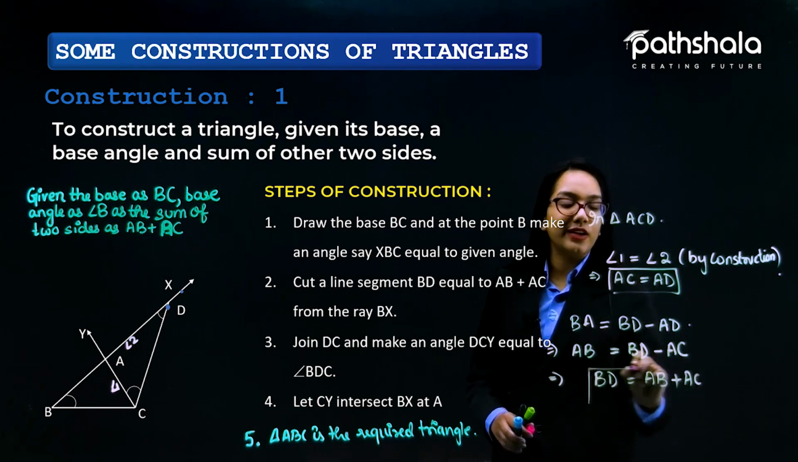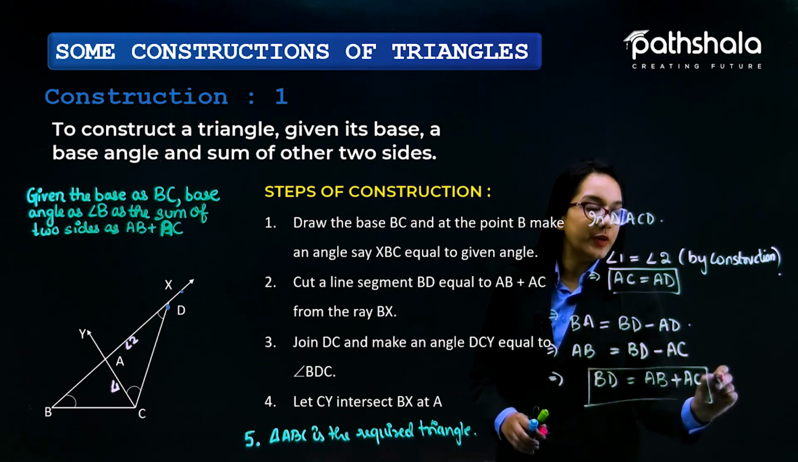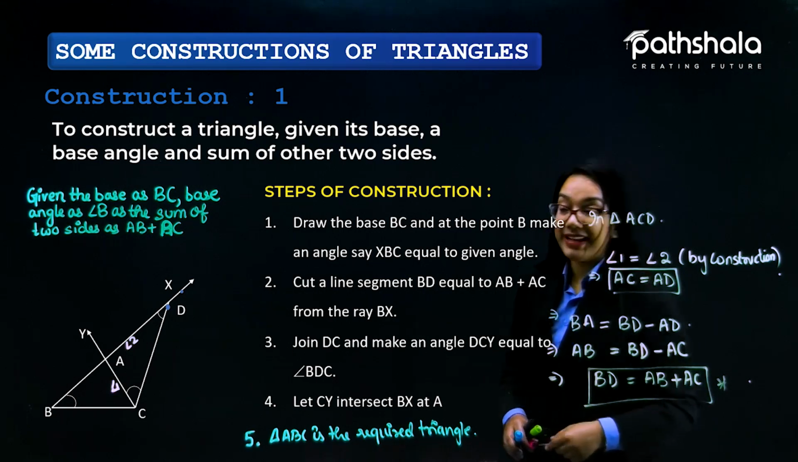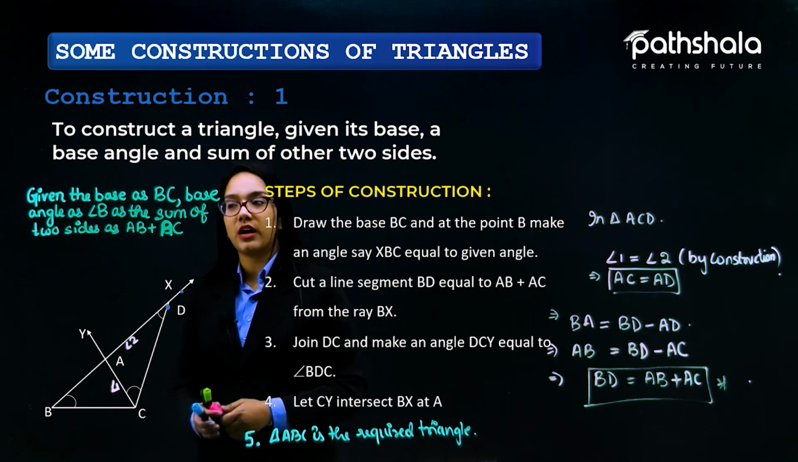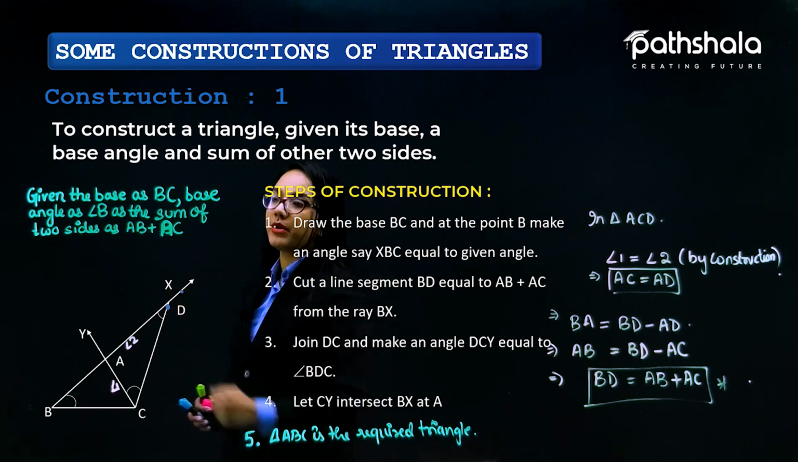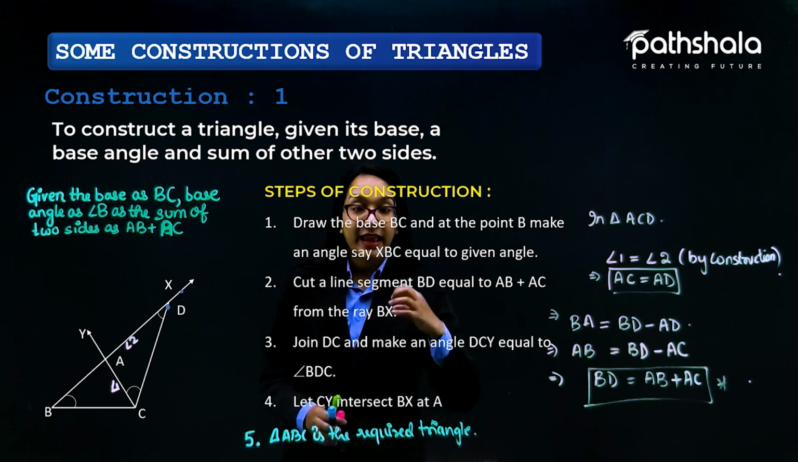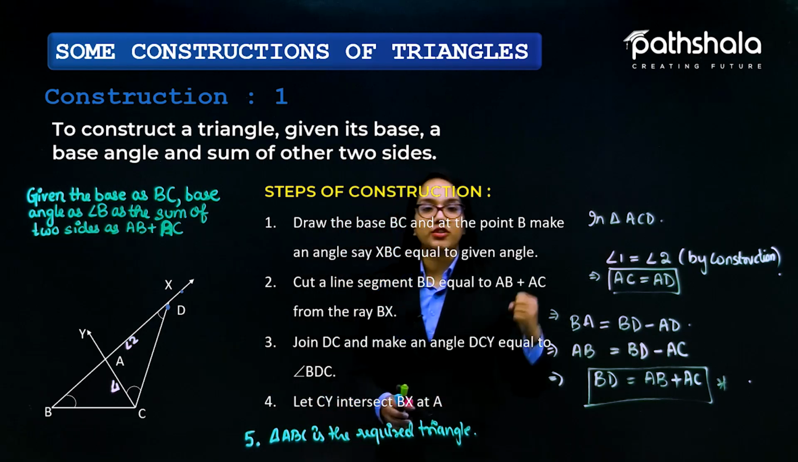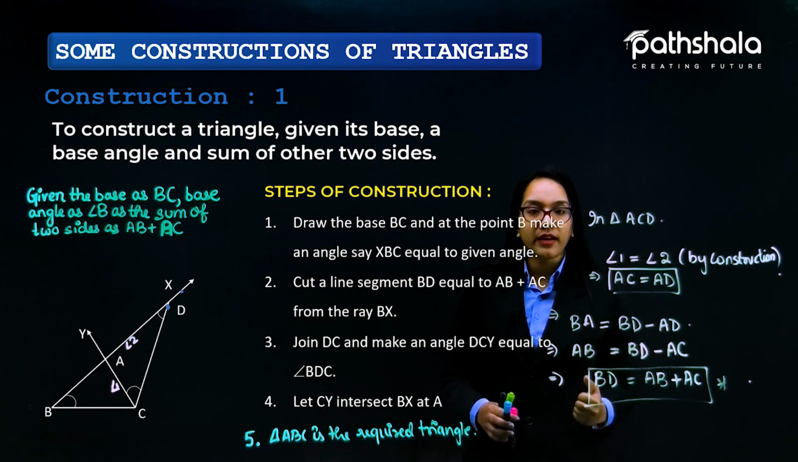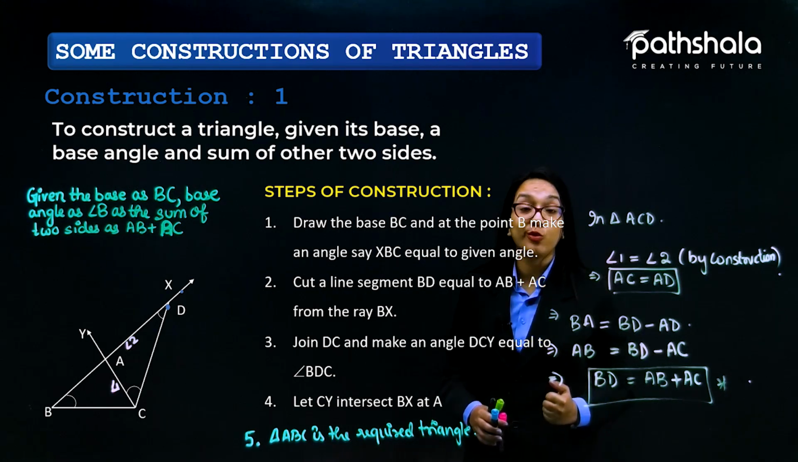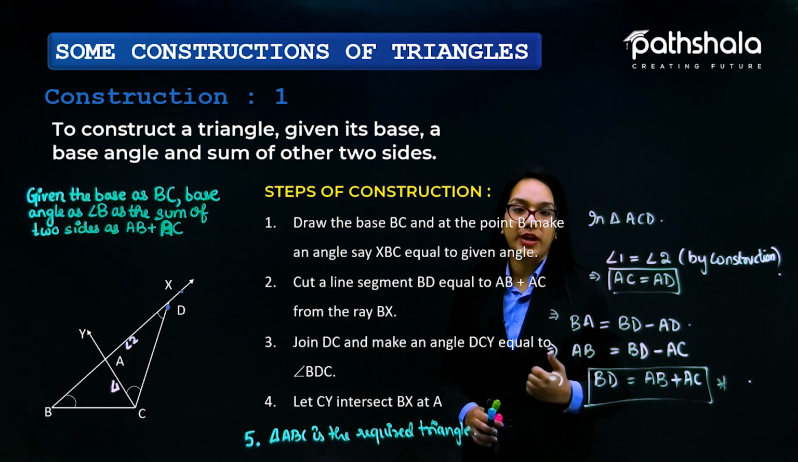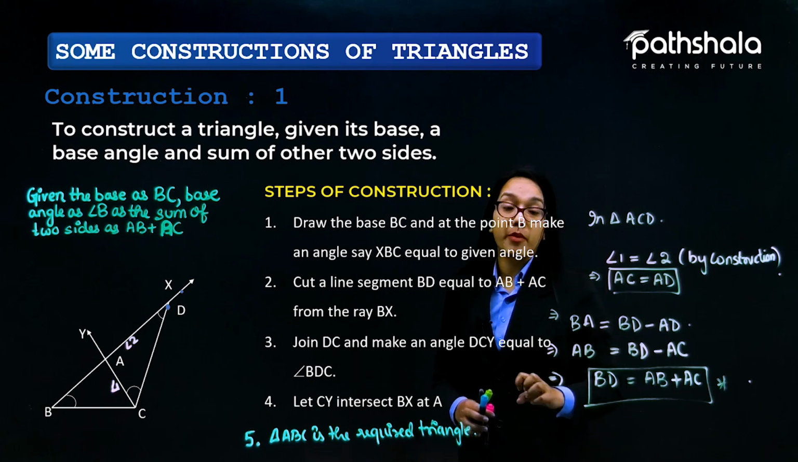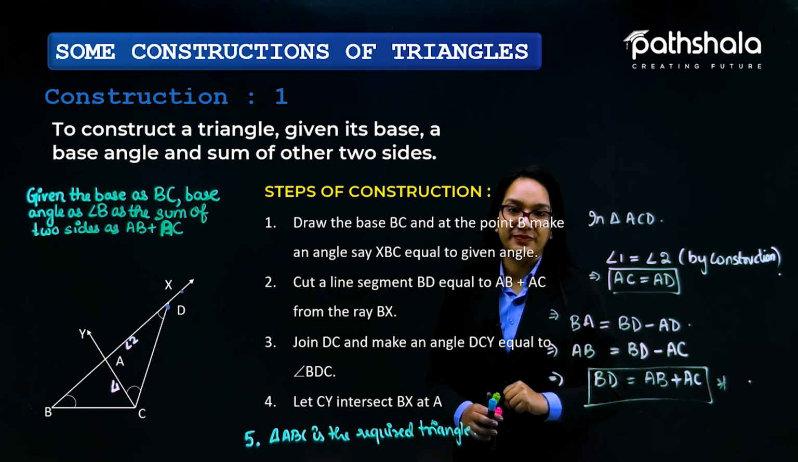So hence, from this result we can say that BD is a line segment which is equal to the sum of the other two sides of the triangle, AB plus AC. And hence this is the construction of a triangle whose base is given, base angle is given, and sum of the other two sides is given. I hope this construction, construction number 1, is all clear to you.